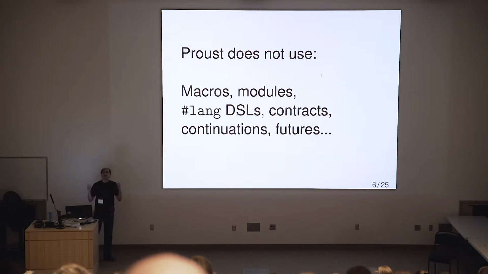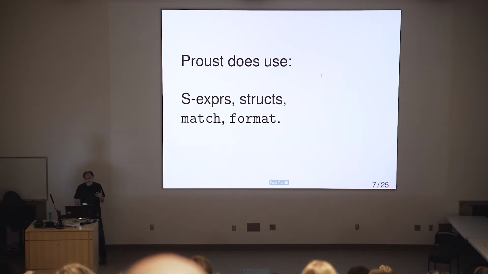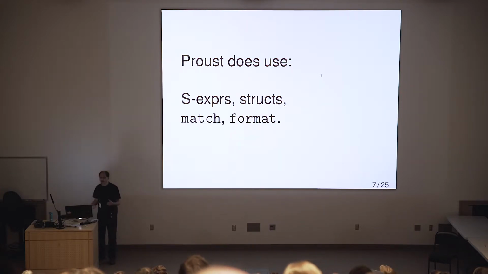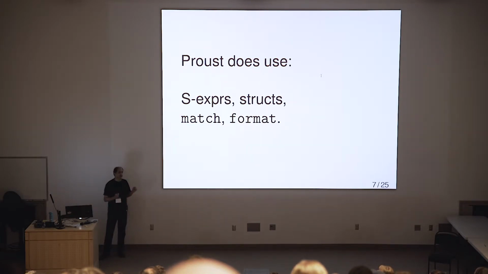Now, we've been seeing lots of great Racket features here, and Proust doesn't use any of them. What Proust does use is pretty basic. S-expressions for the surface language, so that parsing is trivial. They're parsed into an abstract syntax tree built of structures, and then I use match to do structural recursion on the abstract syntax tree, and format for pretty printing. I'm not even going to show you any Racket code, because you could have written Proust yourself.